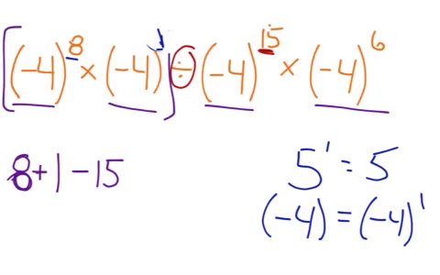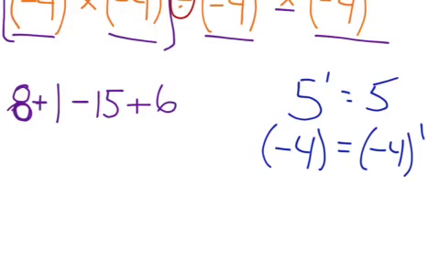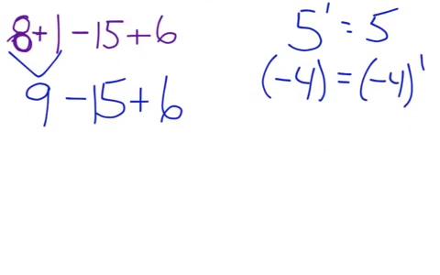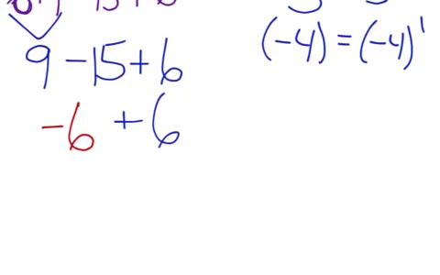And what about this last step here? We are multiplying the last base, so that means we're going to add the last exponent, plus 6. Okay, 8 plus 1, that gets us 9. Next up, we're going to do 9 minus 15, which is negative 6, and then we're going to add 6 to that, which is just 0.